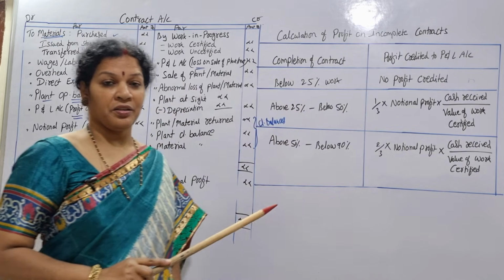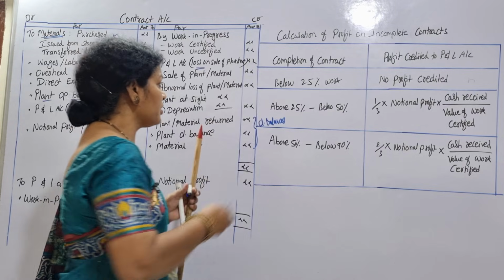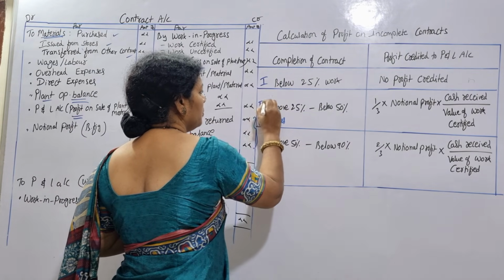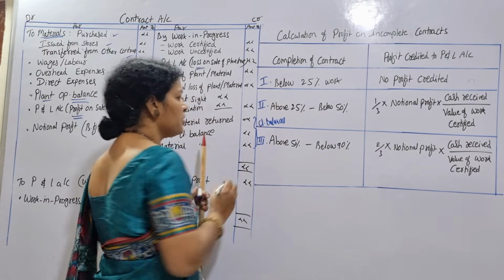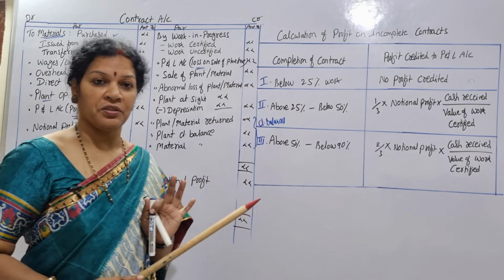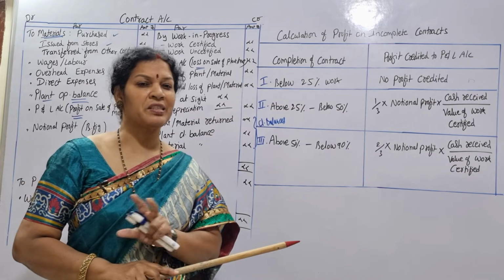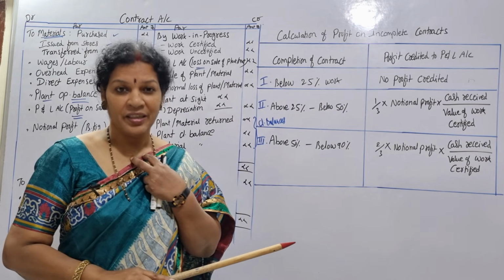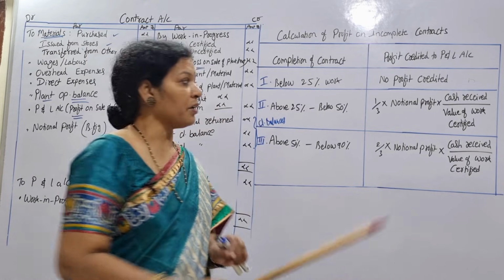Completion of contract: how much work is completed? This is stage 1, stage 2 and stage 3. In stage 1, if the work is completed below 25%, just below 25%, say 20% or 15% work completed by me as the contractor, in such a case the profit credited to the profit and loss account is nil.